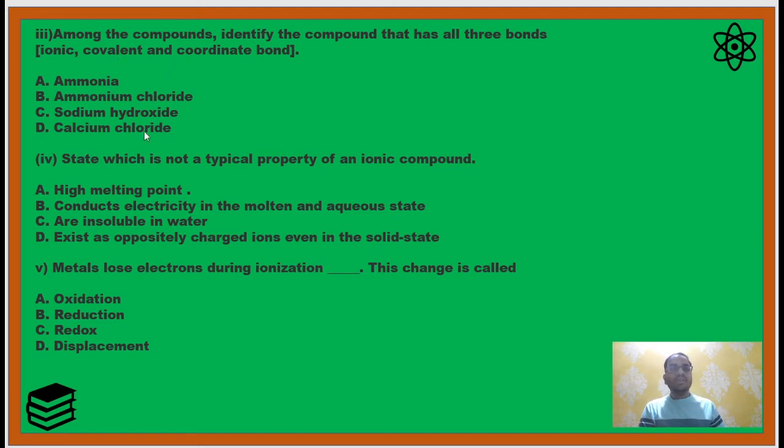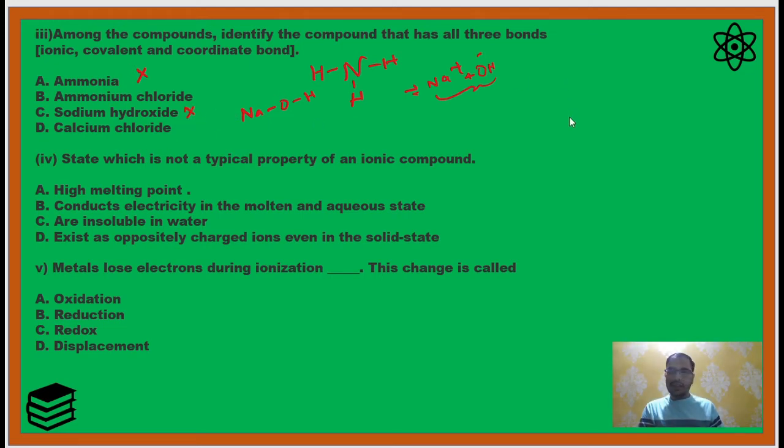So let us know the structure of each one of the compounds. Ammonia, I've just done earlier. Ammonia has only covalent bonds. Okay, it does not have ionic or coordinate ones. This is not the correct one. Sodium hydroxide, the structure of sodium hydroxide is Na. Okay, sodium hydroxide exists as Na+ OH-. That means it is highly electrovalent in nature because of the charge separation it has. So it has only ionic bond, not possible.